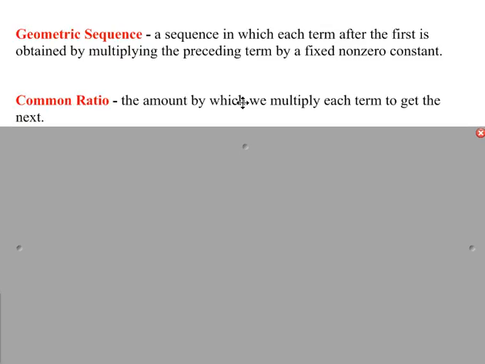The definition of common ratio: it is the amount by which we multiply each term to get the next. So in the definition of geometric sequence, the fixed non-zero constant that they're referring to is the common ratio.